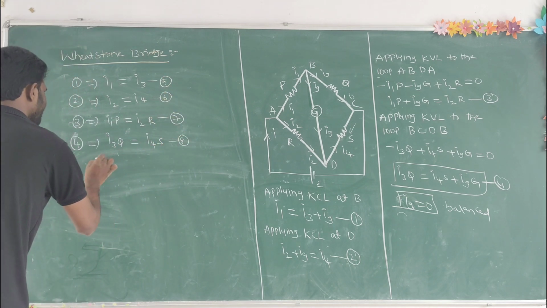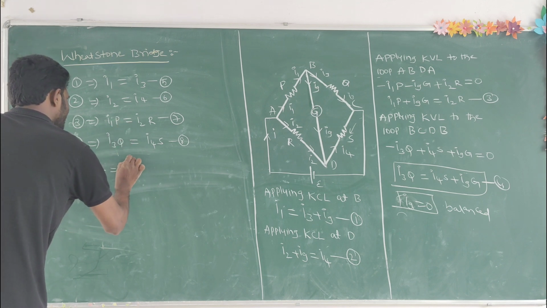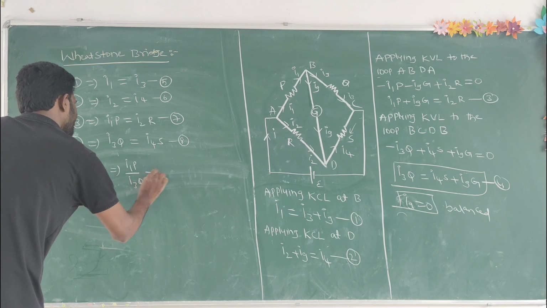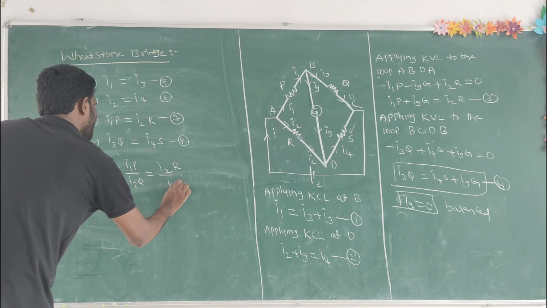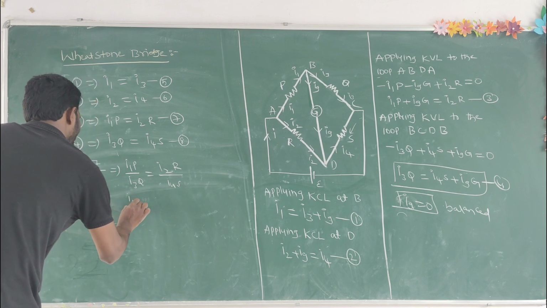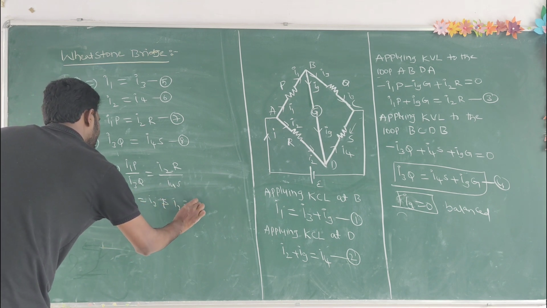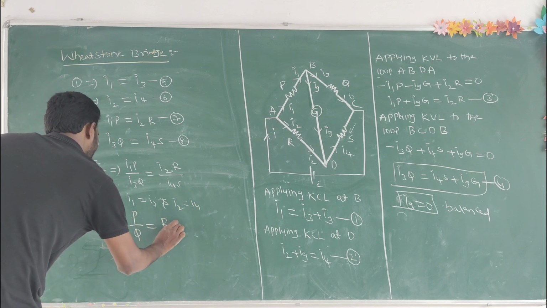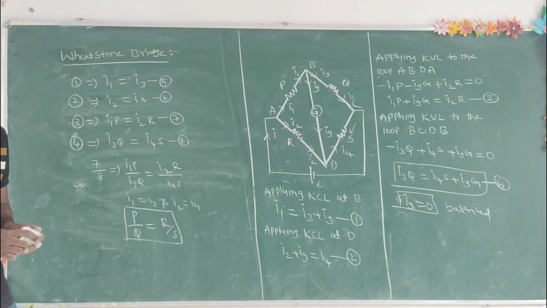Now divide equation 7 by equation 8. On the right-hand side we get I1P by I3Q, which is equal to I2R by I4S. Since I1 equal to I3 and I2 equal to I4, we can write P by Q equal to R by S. So this is the Wheatstone bridge balanced condition.